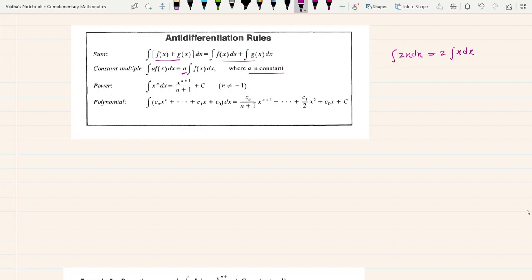Okay, and can be integrated. Then we have the power rule. The power rule is the important one. You have to remember this. That is, integral x raised to n dx.